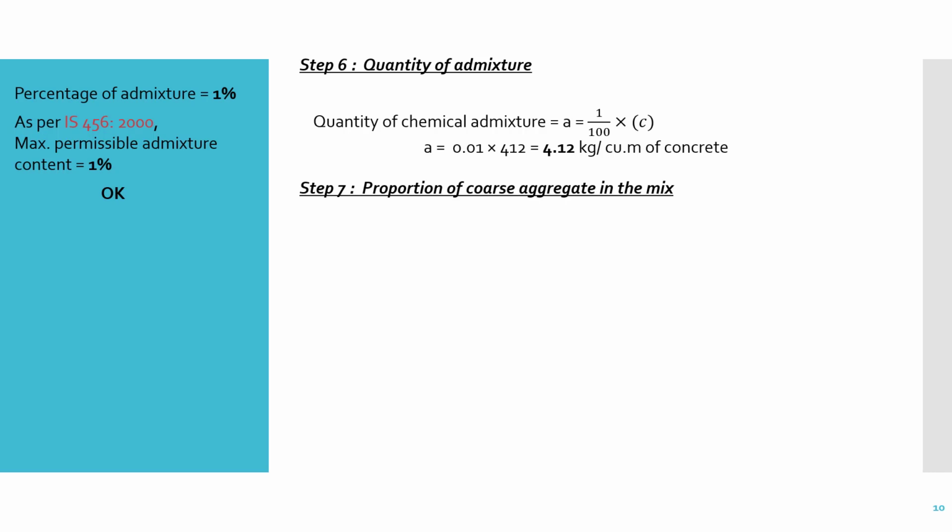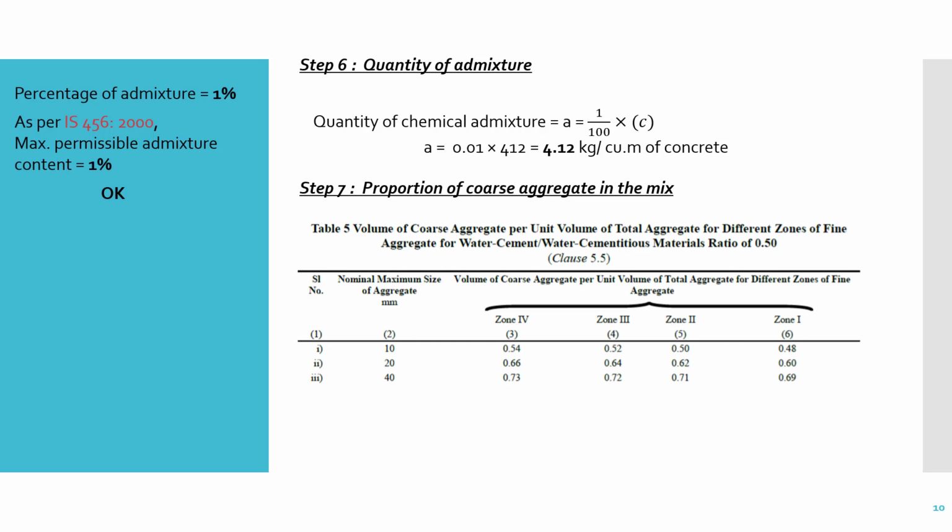Step 7 is proportioning the coarse aggregate in the mix. We have nominal size of coarse aggregate to be 20 mm and zone 2 for fine aggregate. Therefore, the basic proportion has to be selected from Table 5, which comes out to be 0.62.